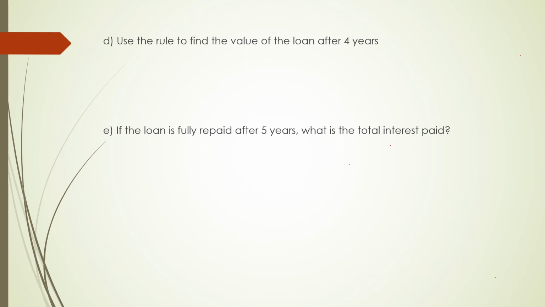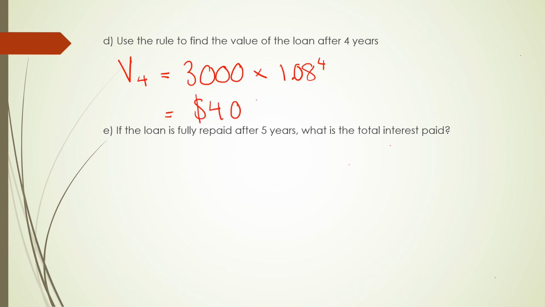Now that we have the rule, we can answer a couple of questions on it. Use the rule to find the value of the loan after 4 years. So what we want to calculate here is V4. So we don't have to calculate 1, 2, 3. We can skip ahead simply by using the rule that we established. So 3,000 times 1.08 to the power of 4. We type that into our CAS. What we get is $4,081.47. And that's our answer.